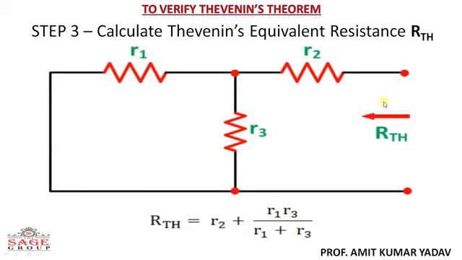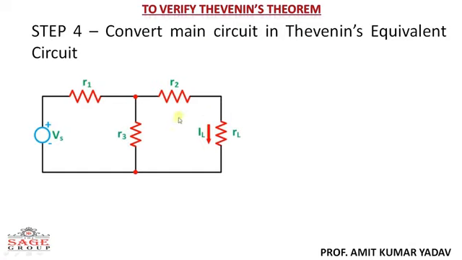Now calculate the equivalent resistance RTH across this terminal. Don't get confused. You need not calculate the RTH toward the source. You have to calculate this RTH across the load terminal. So for RTH in this circuit, the formula is this. It can be anything. It depends only on your circuit. Okay, so this is your main circuit.